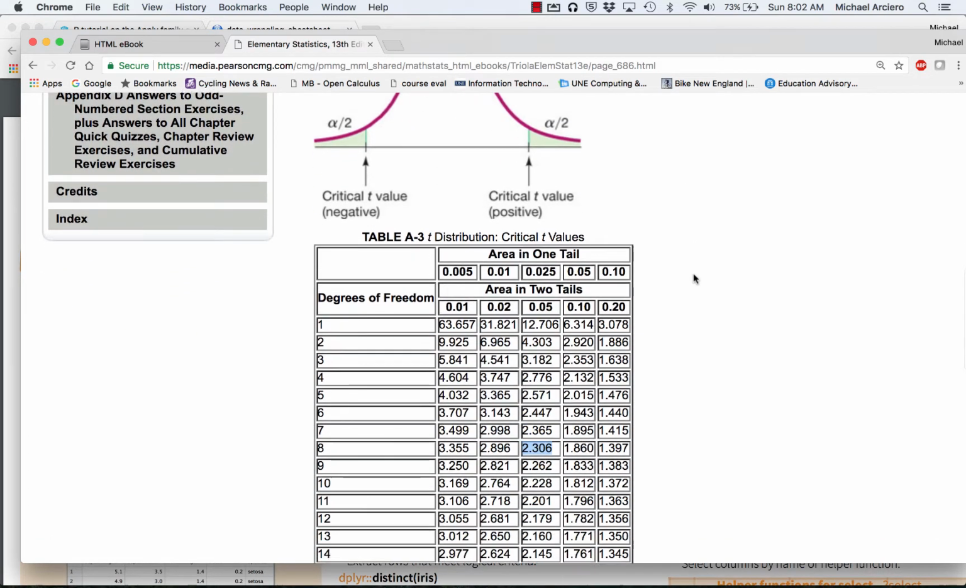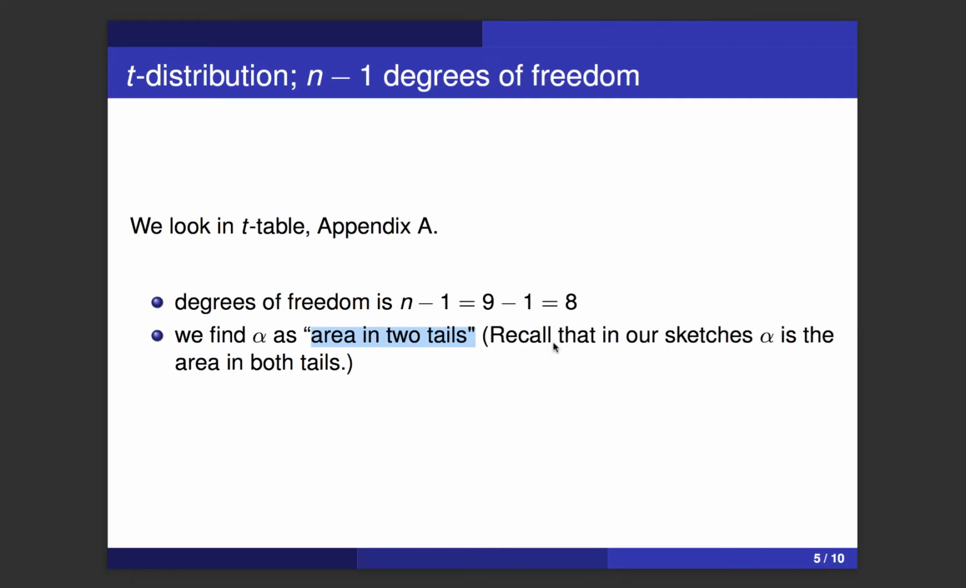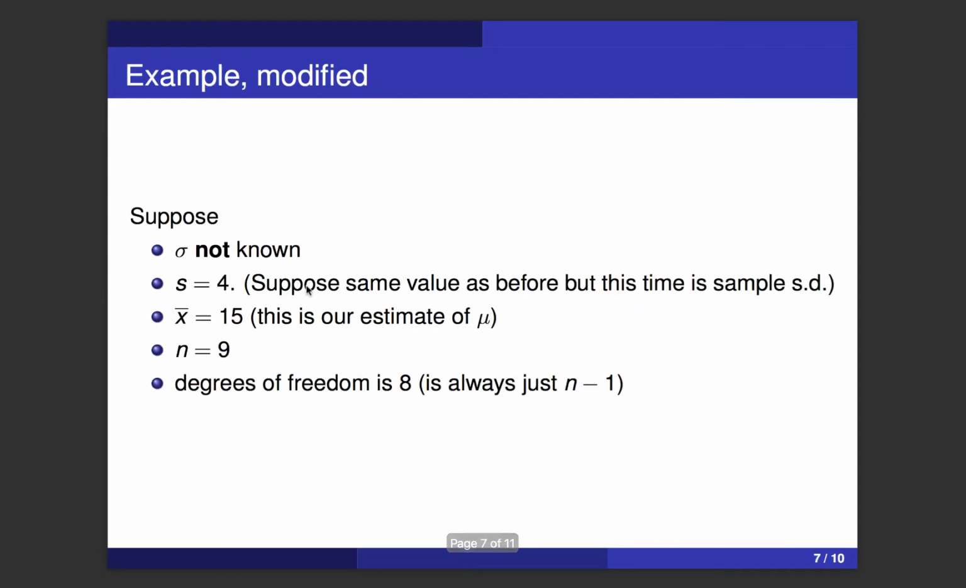Okay, so this is the HTML version of our book online, which you can find in my StatLab. We want the area in two tails to be 0.05, but we also have the degrees of freedom. So we look under 8 degrees of freedom because 9 minus 1 is 8. And we find this value, 2.306. So all we have to do is replace z sub alpha over 2 with this value t in our formula.